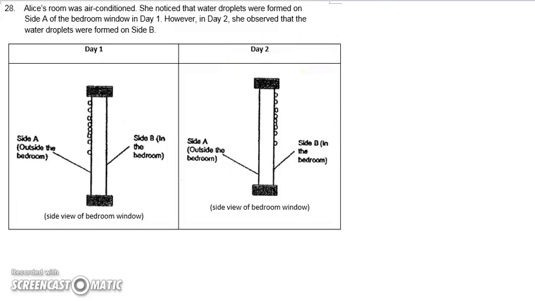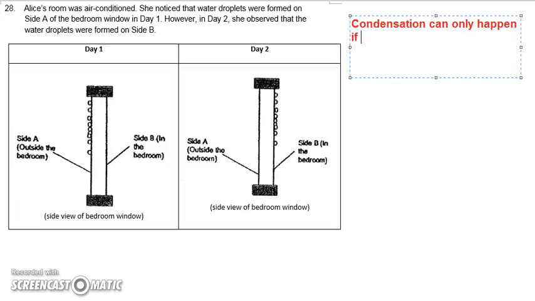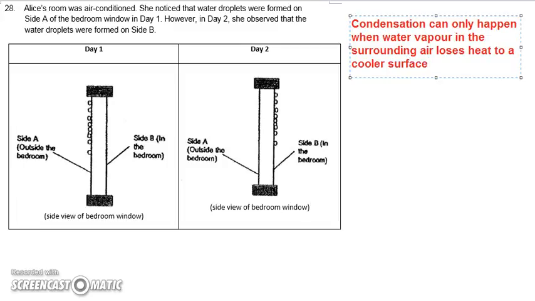Now again, let's revise what we know about condensation. We know that condensation can only happen when water vapor in the surrounding air loses heat to a cooler surface. Alright, so we know that condensation can only happen when water vapor in the surrounding air loses heat.